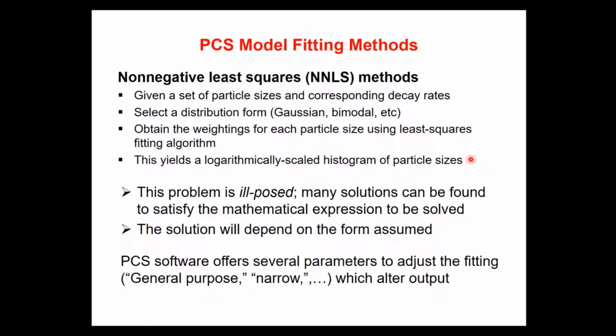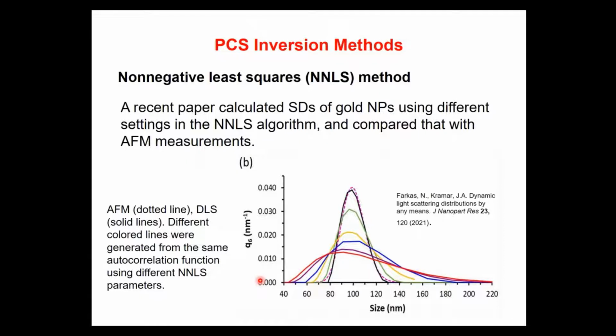So to some extent, the solution will depend on the form that you went into this assuming. If you assumed it was bimodal, the outcome will attempt to fit the data to a bimodal distribution. Now, PCS software, as I mentioned, has a lot of very sophisticated forms of these fitting routines, and so it now gives the user options of how to vary certain parameters to better fit the original measured autocorrelation function. That should be done with caution, however.